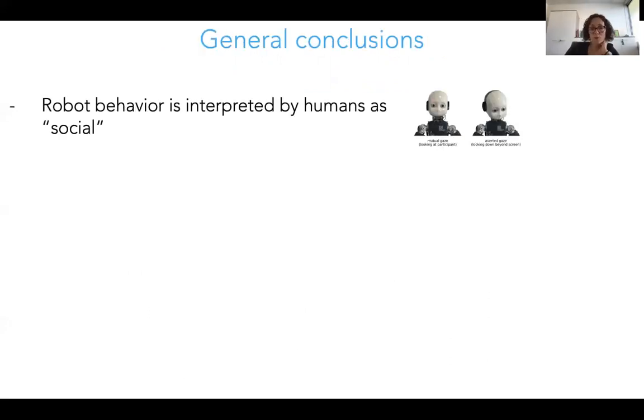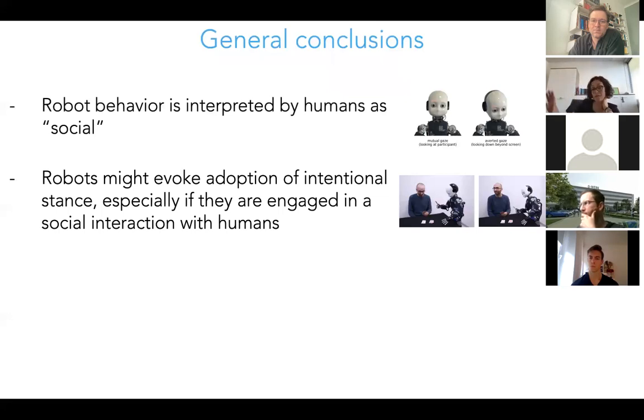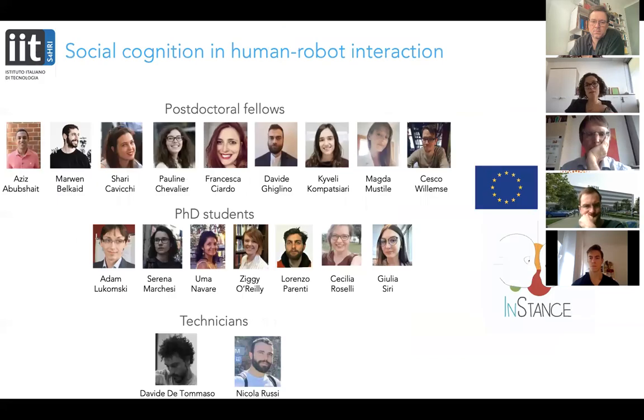And the very general conclusions from this part on social signals and joint attention, we can say that robot behavior, especially gaze, is interpreted by humans as social, and that affects our cognitive processes. From the part on intentional stance, we can say that robots might actually evoke adoption of intentional stance, especially if they are engaged in a sort of social interaction with humans. And then finally, vicarious sense of agency towards robots depends on both sensory motor representation of an action and intentional stance.